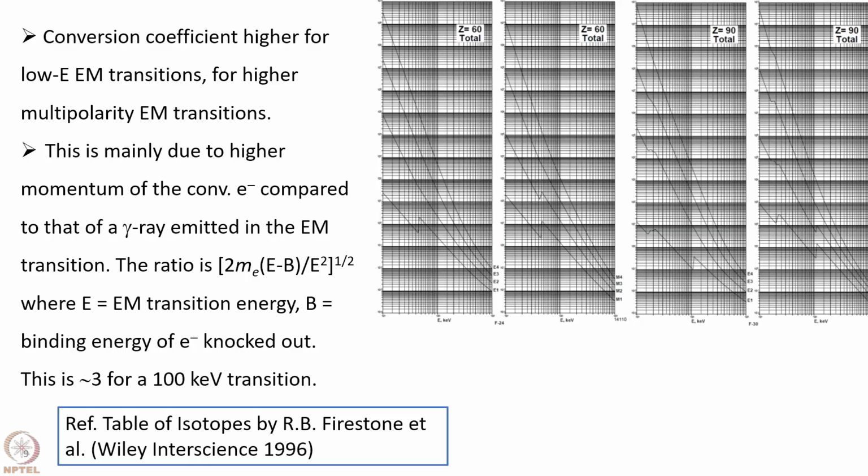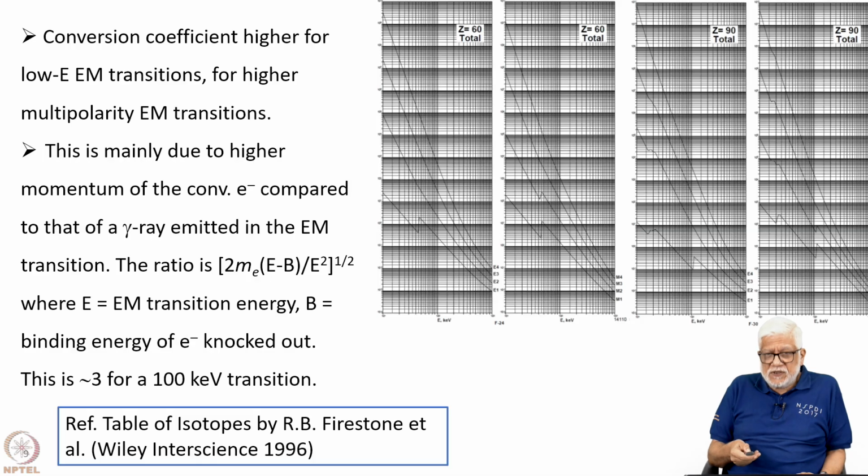Okay. Now, this is a somewhat busy plot here, but I'll come to what I just wanted to indicate. Maybe I should get a better figure for the plot that I will put in the PPT file later. The conversion coefficient is higher for low energy electromagnetic transitions and for higher multipolarity electromagnetic transitions. Okay. So, if you look at low energies, the conversion coefficient is high. As you increase the energy, the conversion coefficient drops.